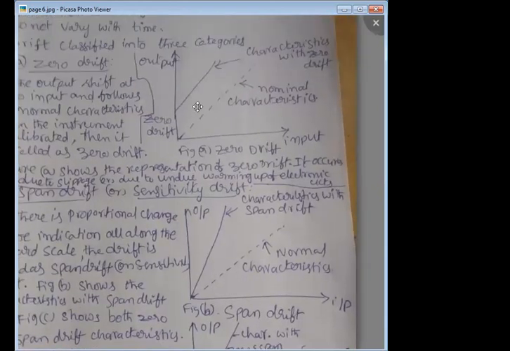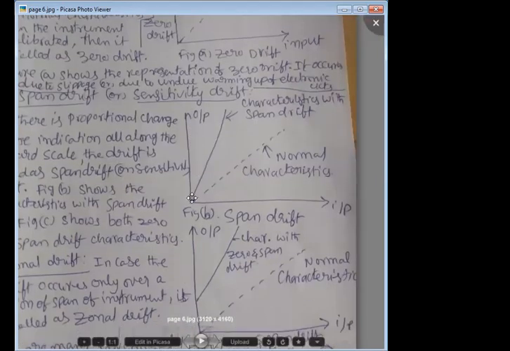Whereas in this case, at the initial value only there is some deviation from the normal characteristics, and then it follows the characteristics as it is, but it has some initial drift values. But here in this case, see, initially it follows the normal characteristics from zero, but coming to the final stages, this value changes. This value is changing, not following the actual characteristics. So that's why this is called span drift.